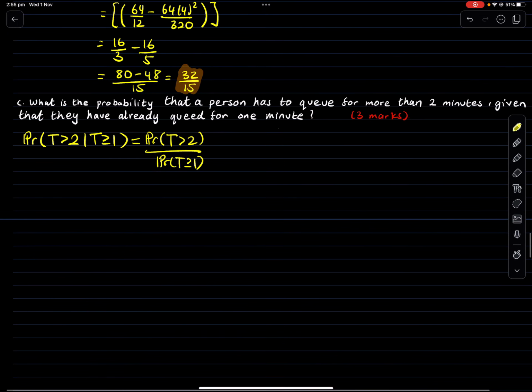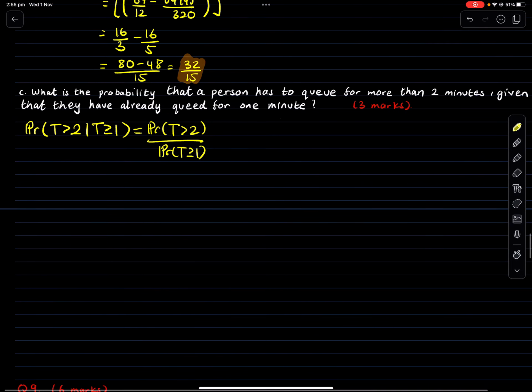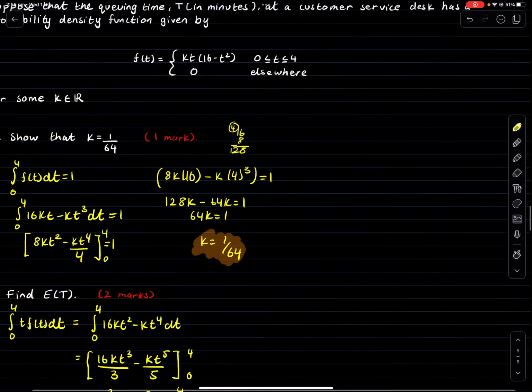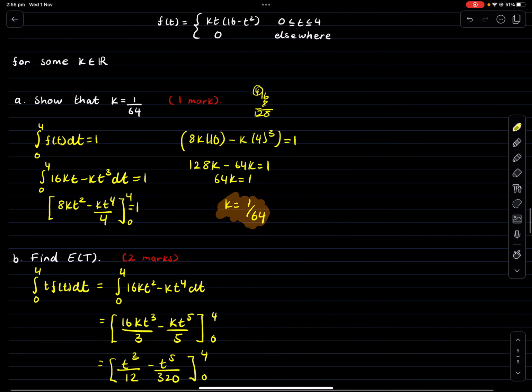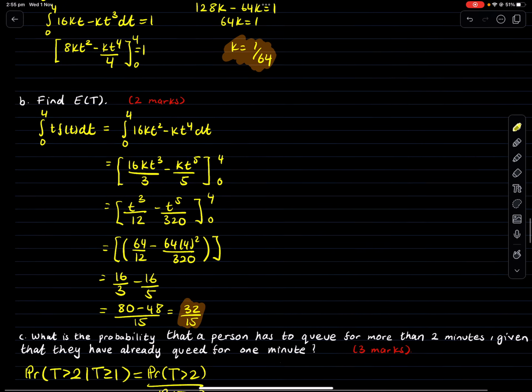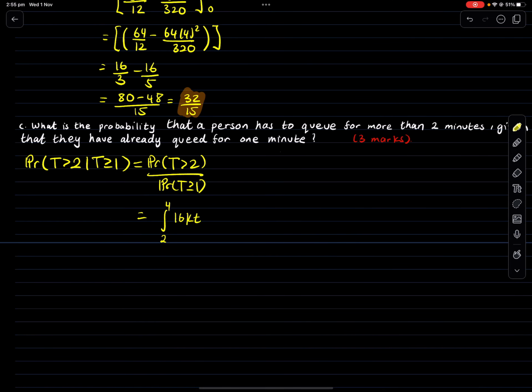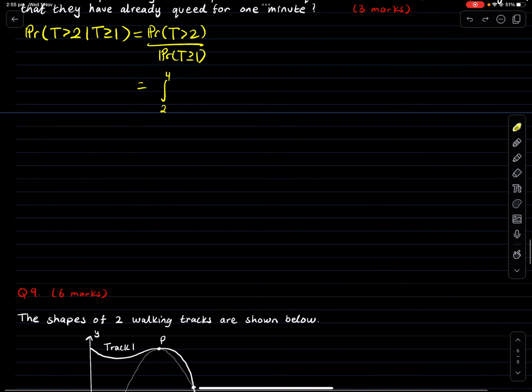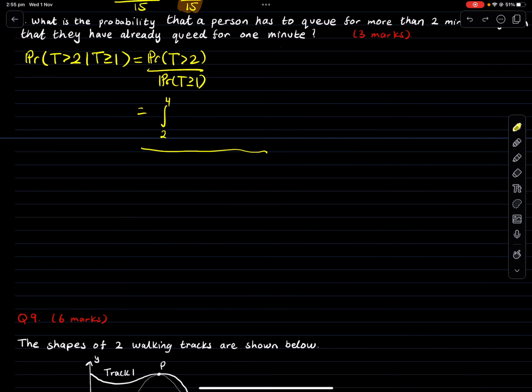Okay, now this is a mess. So the probability that t is greater than 2 is just going to be the integral from 2 to 4 of the function, which we had simplified over here, 16 kt. I don't want to write it in terms of k. So it'll be the integral from 1 to 4 also.